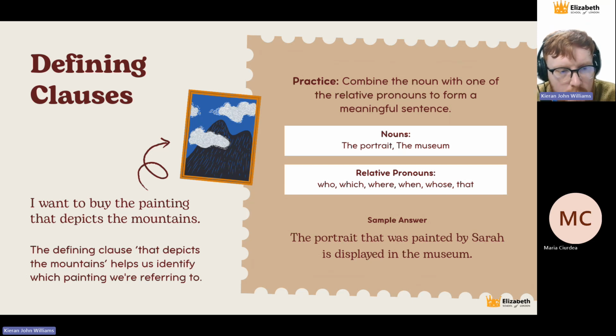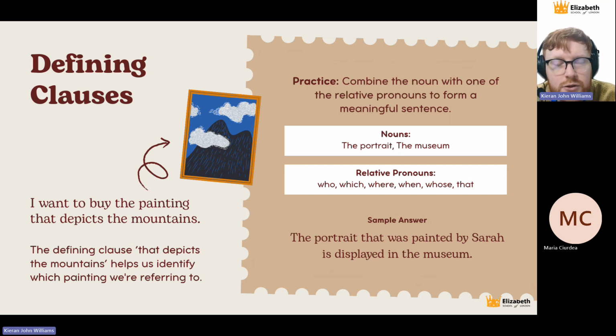Okay? Because this information tells us which specific painting we're talking about. Okay? If we don't include this information, we don't know what painting is being described. Okay, so this is the information that we need, and that is why it's called a defining relative clause.